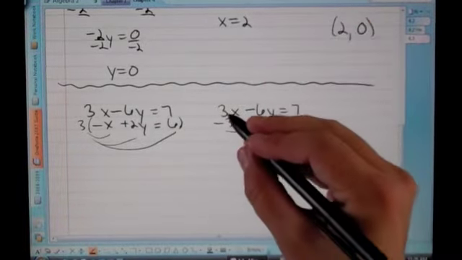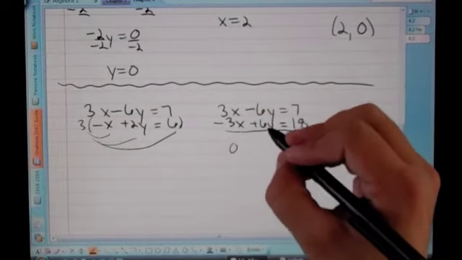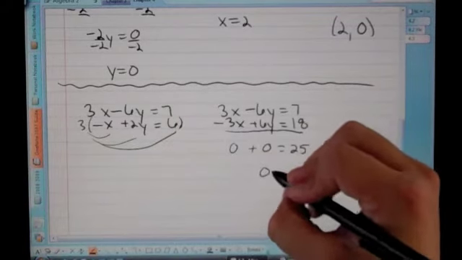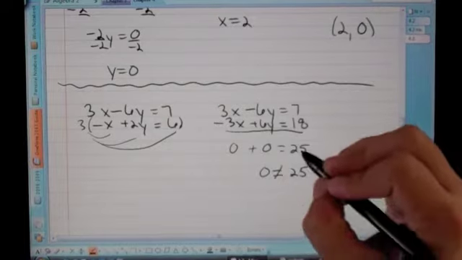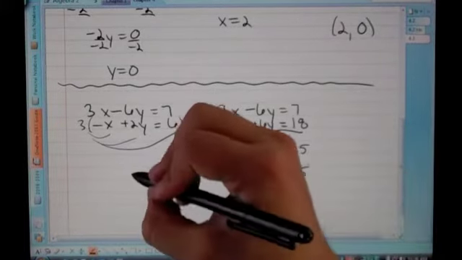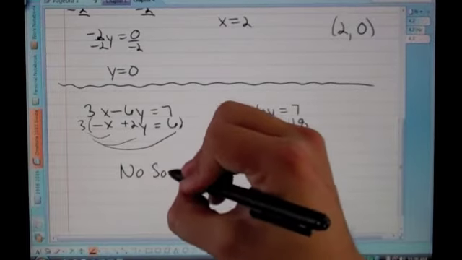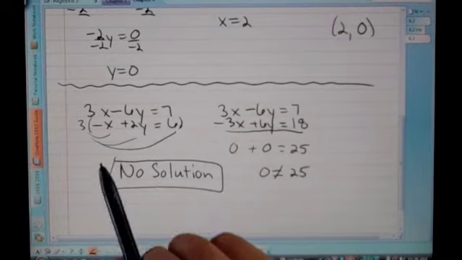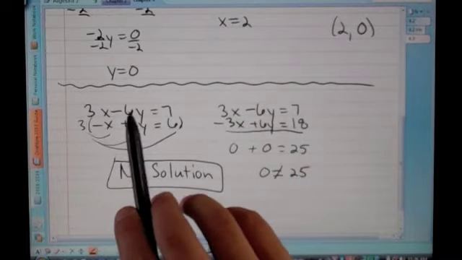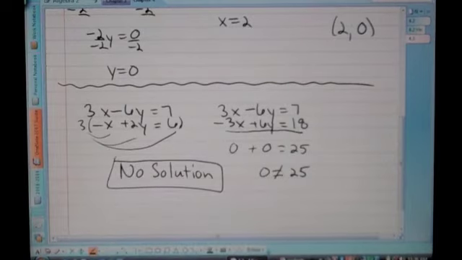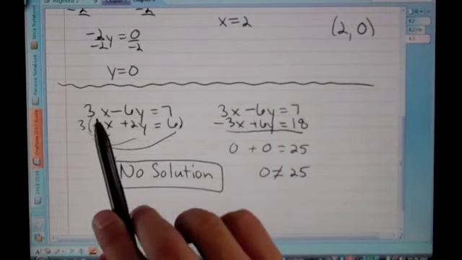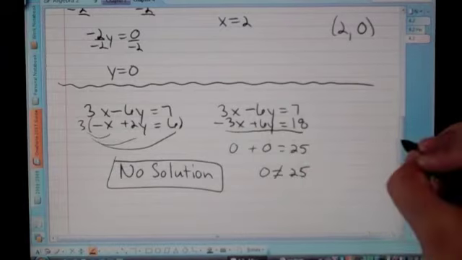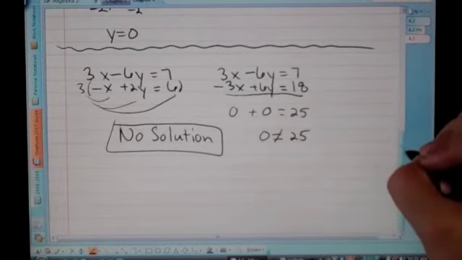Now when we add down, you get 3x minus 3x is 0. That actually cancels out too. So we have 0 plus 0 equals 25. Well, we know that 0 does not equal 25. So when this happens, our final answer is no solution. That would be your final answer. And what does that mean? That means no matter what x and y value you plug into one of these problems, it will not work on the other equation. Every single time. No matter what x and y you plug in on the top, the equation will not work on the bottom, and vice versa.